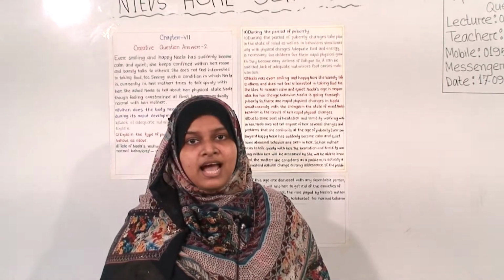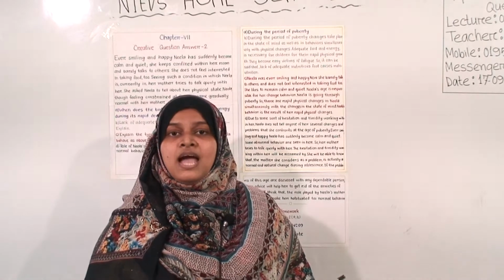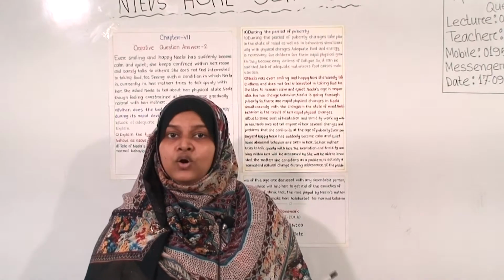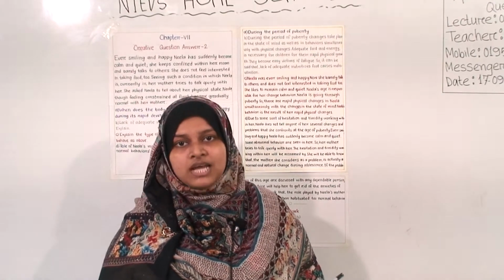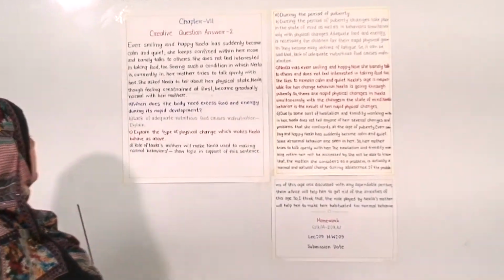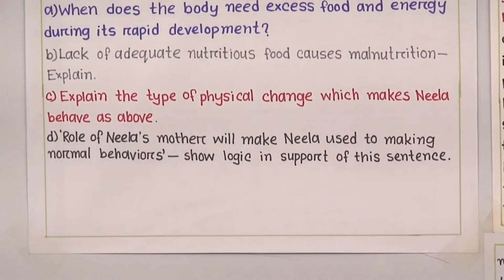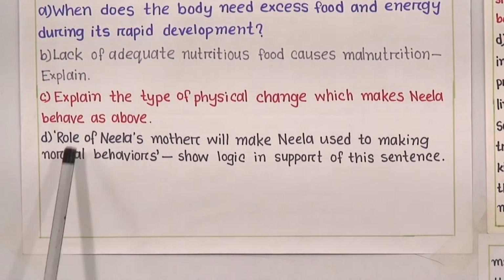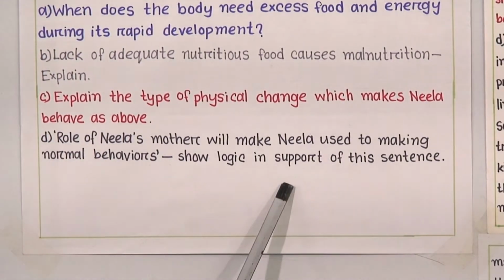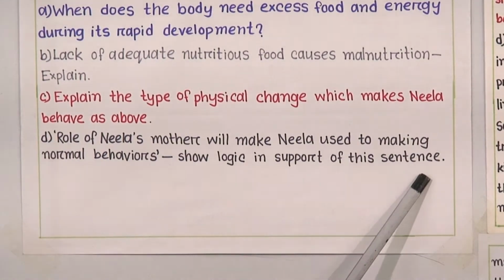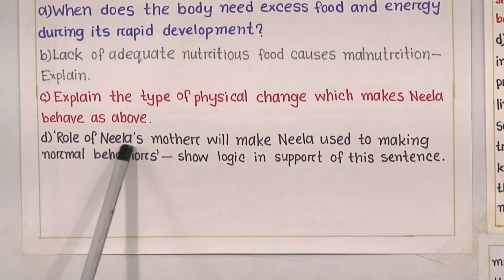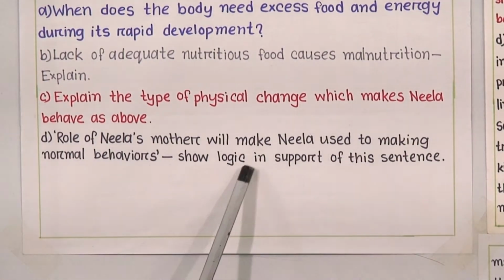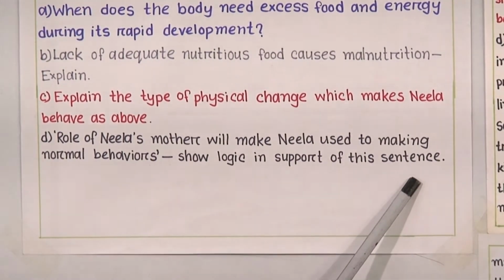This time we all have to take our food properly, and we have to take various kinds of foods for our good health. So I hope you will maintain all this in your time. Okay, now come to number D. Our question is, role of Nila's mother will make Nila used to making normal behaviors. Show logic in support of this sentence. I'm repeating the question. Role of Nila's mother will make Nila used to making normal behaviors. Show logic in support of this sentence.